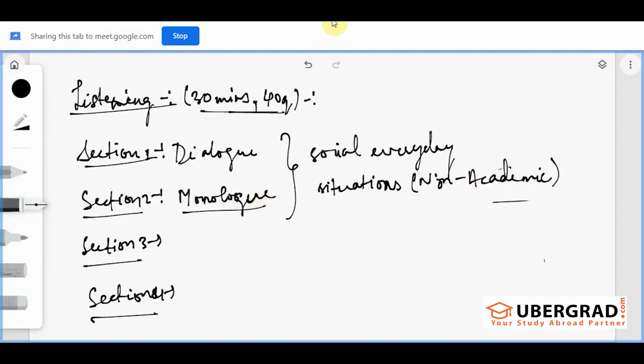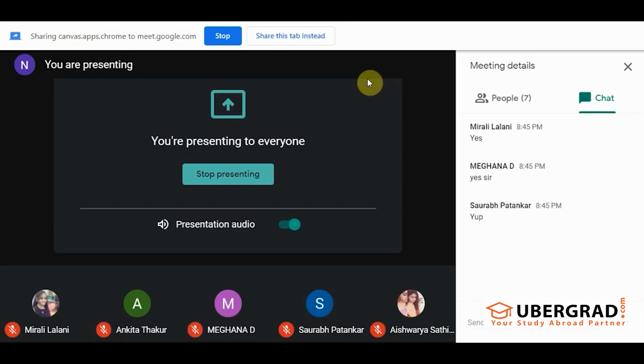Next comes monologue. Now, what is monologue? Monologue means how many people speaking? There's just one person speaking, talking about something that is non-academic, of an everyday situation. For example, a person who is trying to sell you an alarm system. You should buy our alarm system. So he's telling you about the features of the alarm system, how you can install it, when you can install it, why you should install it, and what the features of this alarm are.